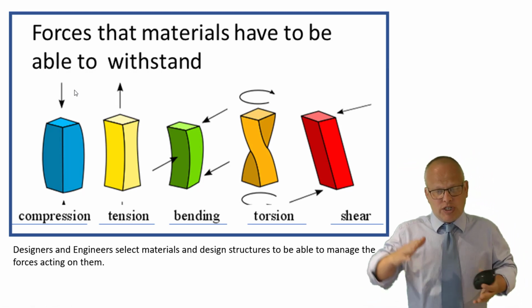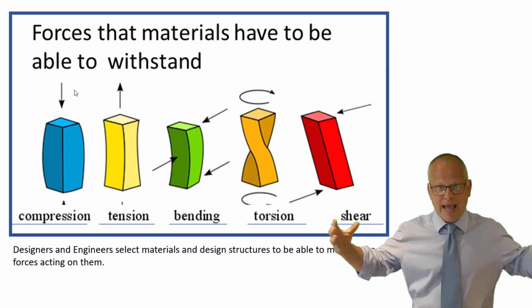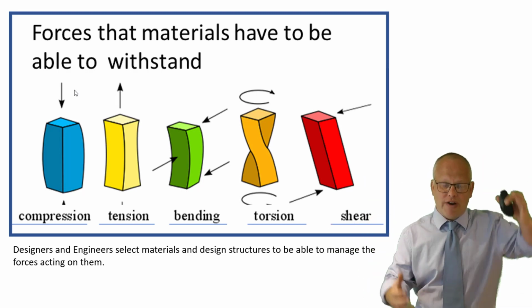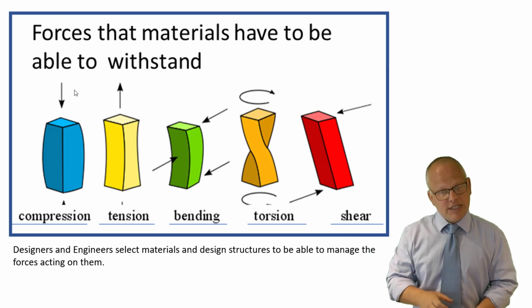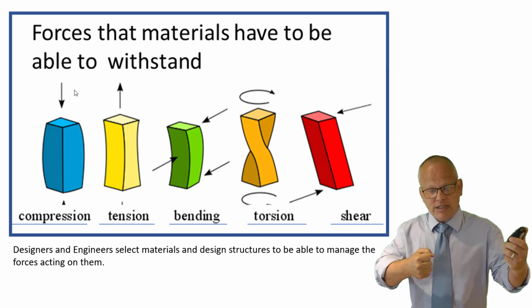So we've got compression. Compression is a squashing force where forces are acting from opposite ends. Now it can be in all sorts of directions. It doesn't just have to be vertical. Tension is a pulling force where the forces are acting in opposite directions.